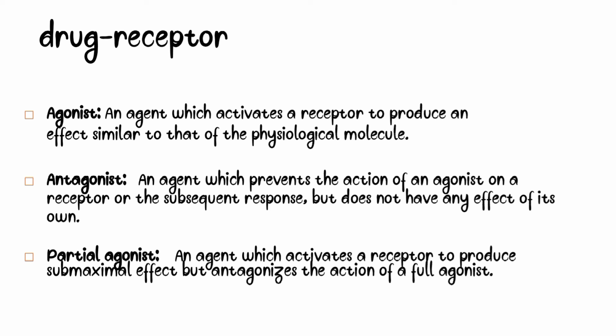A partial agonist is an agent which activates the receptors to produce a submaximal, minimal effect, but antagonizes the action of a full agonist. It tries to produce the effect of an agonist but produces a lesser effect instead of the full effect, and it stops a full agonist from producing its full effect.